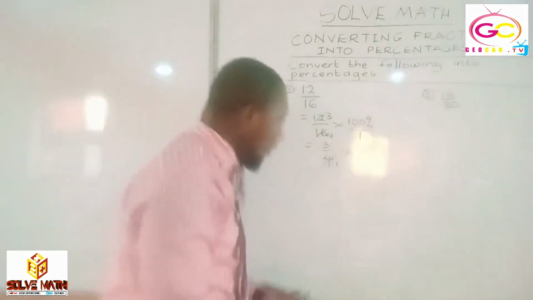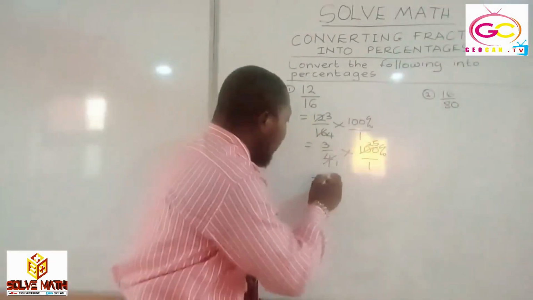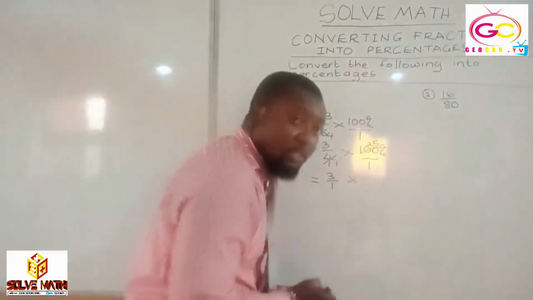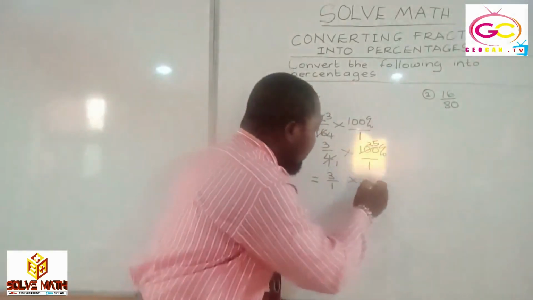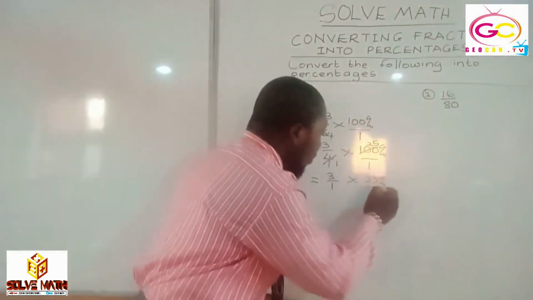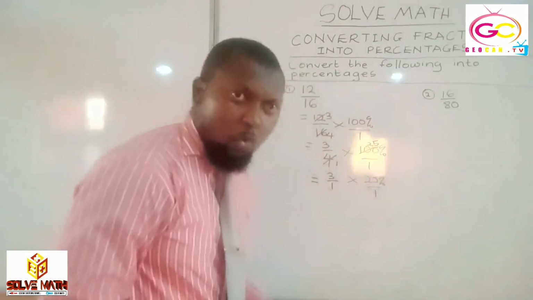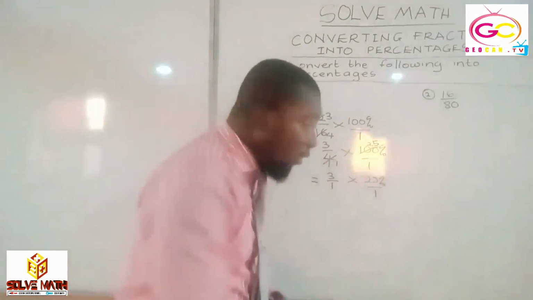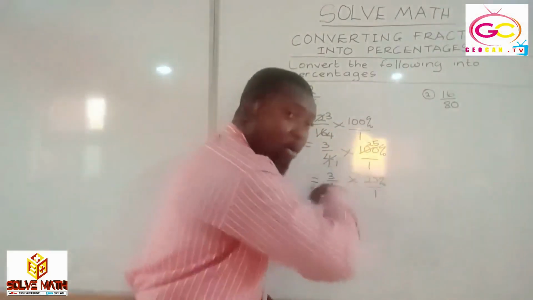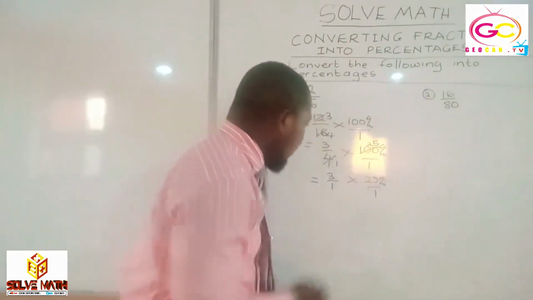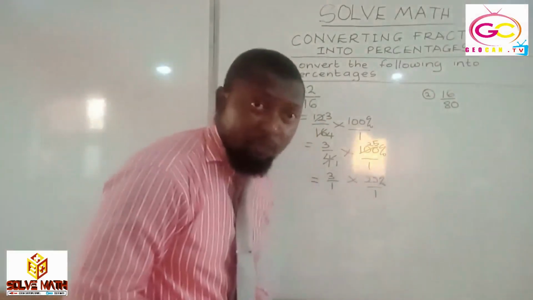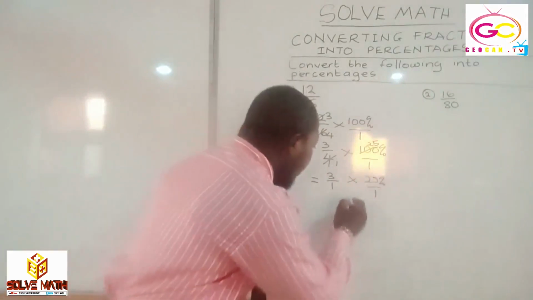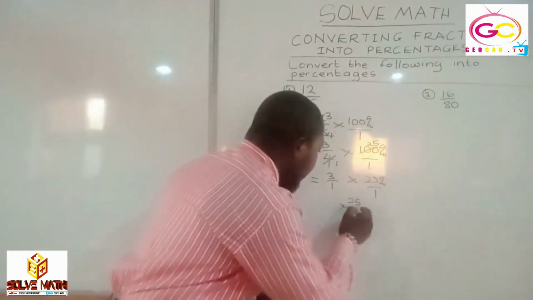Good. We are moving down. So what do we have here? We have 3 over 1, right? Times, what do we have here? Is 25% over 1. Good. Now, we can cancel again, right? So now we can do our multiplication horizontally, right? Good. 3 times 25. If you don't know, please solve it. We have 25 times 3.